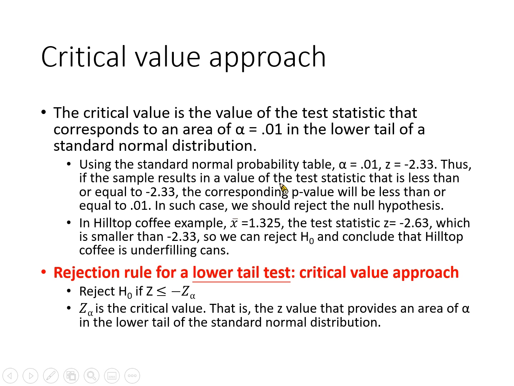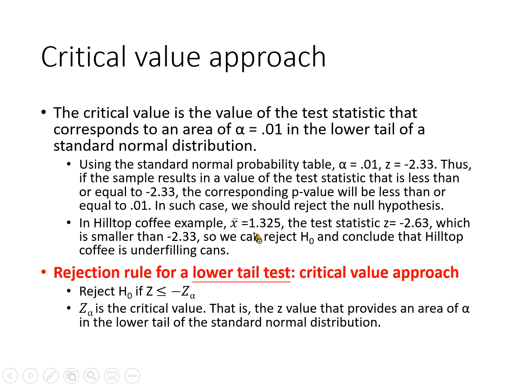Then you will think about whether the sample will result in a value of the test statistic that is less than or equal to negative 2.33. In that case the corresponding p-value will be less than or equal to 0.01. So if the answer is yes, then we can reject the null hypothesis.